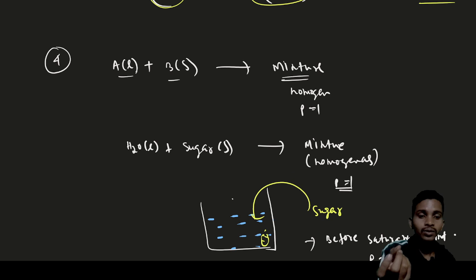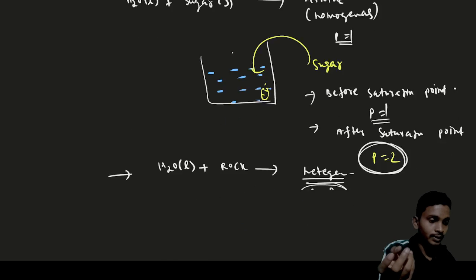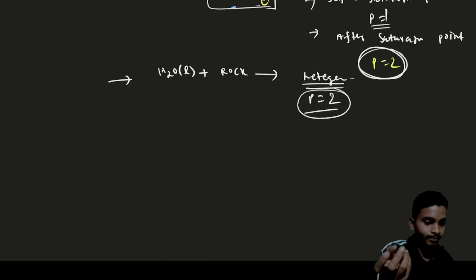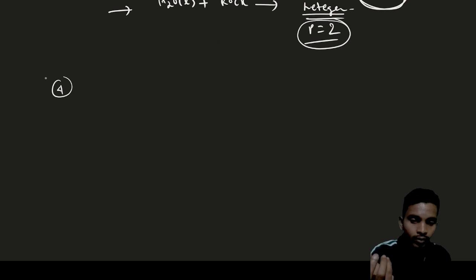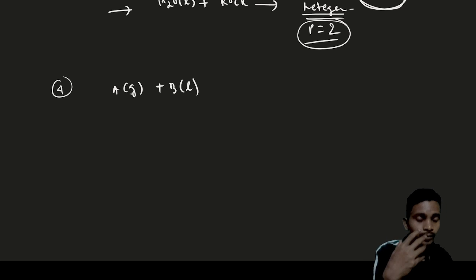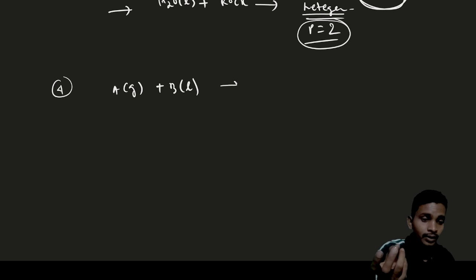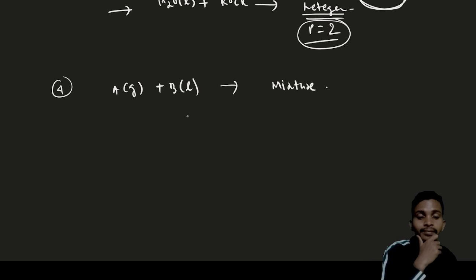So I add solids and liquids. Similarly, if I add A as gas plus B as liquid. So in the third case I add A as solid and B as liquid. Now I am adding A as gas and B as liquid. Then that will give a mixture.